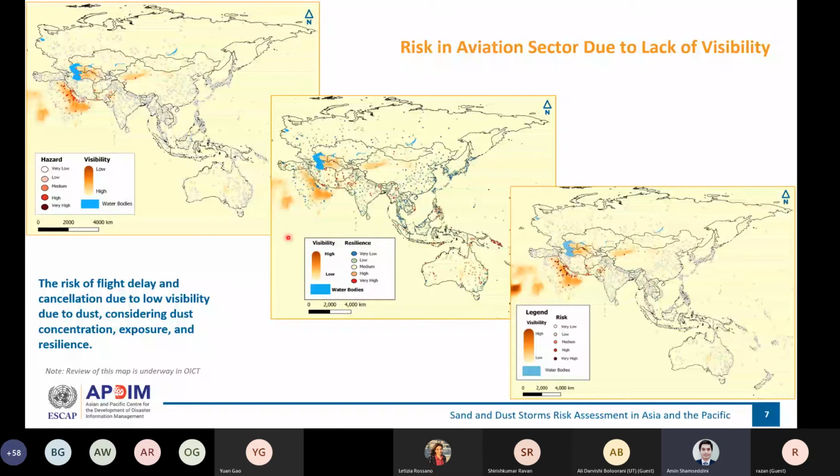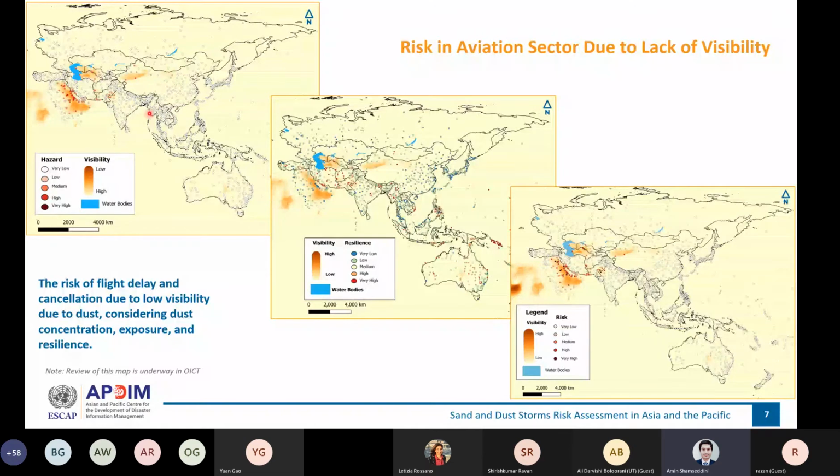Due to that, we converted the dust concentration indicator of MERRA-2 at the ground level to the visibility level, and then based on the average number of hours per year that the level of visibility dropped below 1,000 meters, we generated a hazard map, you can see here. And since airports have different navigation instruments, the resilience of each of them to sand and dust storms is obviously different.